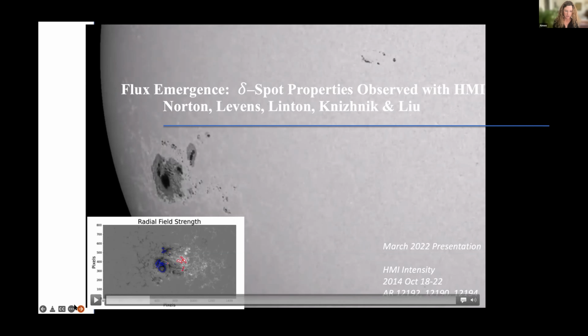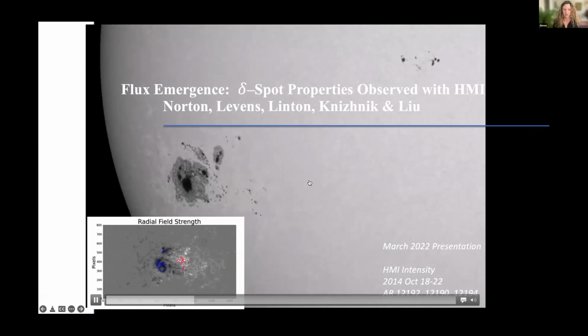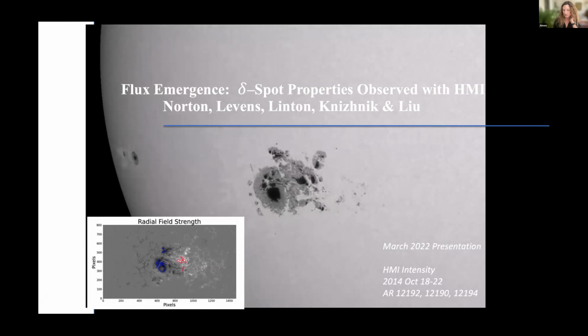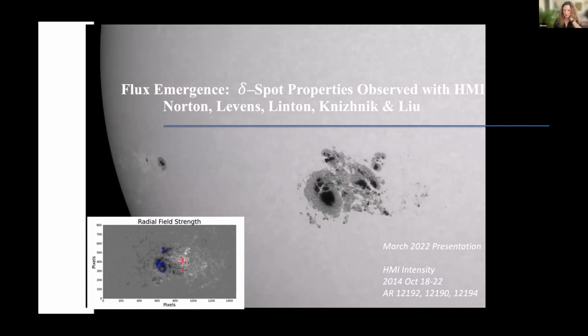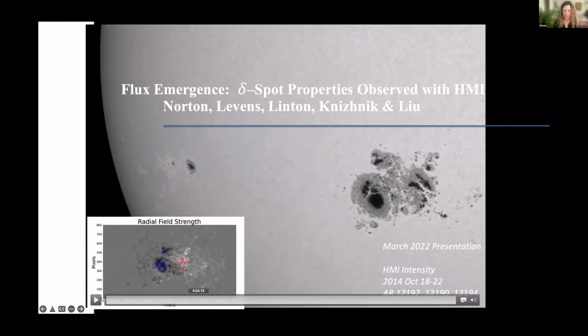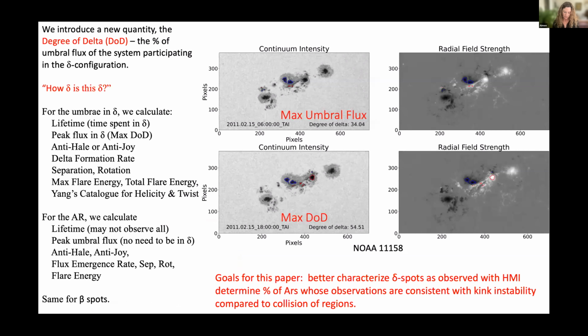Okay, let's see, unpause. So this is just a cool movie. I like to show movies at the beginning of every talk. This is active region 12192, which was a delta spot in October of 2014. It's this large region here. And then here is the radial field strength in a smaller region here. I'm going to go through the definition of a delta spot in just a second, but I'm going to tell you what we're trying to do in this paper first, in case you start to do something else during this talk. Maybe you'll remember this at the very beginning.